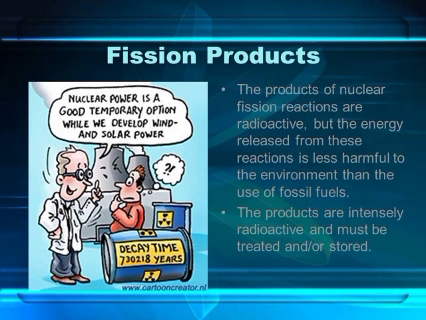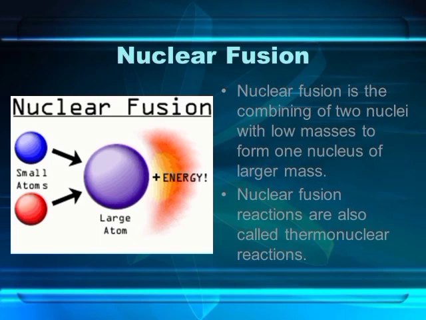Then another way to release nuclear energy is through nuclear fusion. Nuclear fusion is the combining of two nuclei with low masses to form one nucleus of larger mass. Nuclear fusion reactions are also called thermonuclear reactions. So, nuclear fission splits a larger atom into several smaller atoms, while nuclear fusion is the opposite of fission. Small atoms are combined into larger atoms, but their similarity is that they release heat or energy.